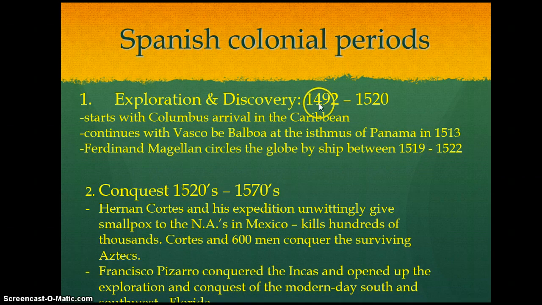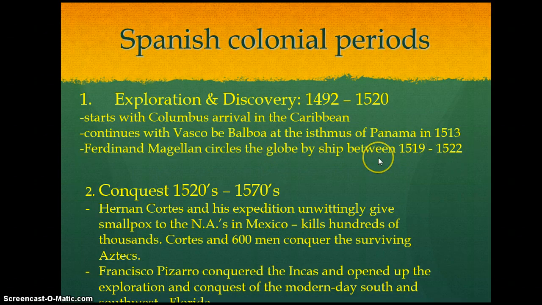So exploration and discovery, 1492 to 1520. Just about every student knows about Columbus's arrival in the Caribbean in 1492. That really begins the period of exploration and discovery for the Spanish in the Americas. It continues with Vasco de Balboa at the Isthmus of Panama in 1513. So he makes the journey from the eastern part of the isthmus to the western and actually sees the Pacific Ocean for the first time. And then later, Ferdinand Magellan, about 6 years later, circumnavigates the entire Earth by ship between 1519 and 1522.